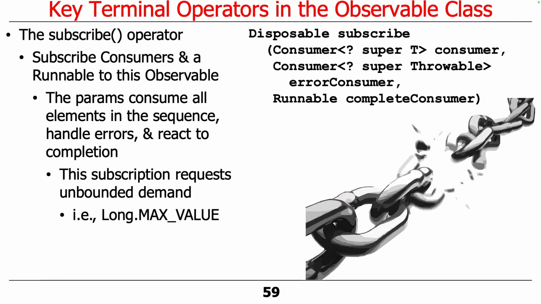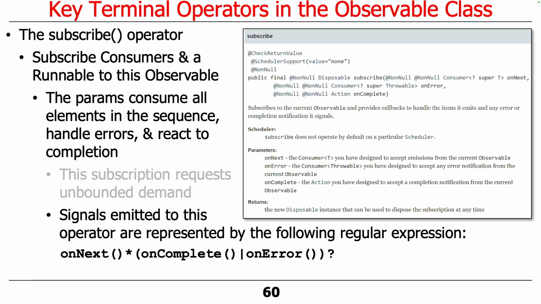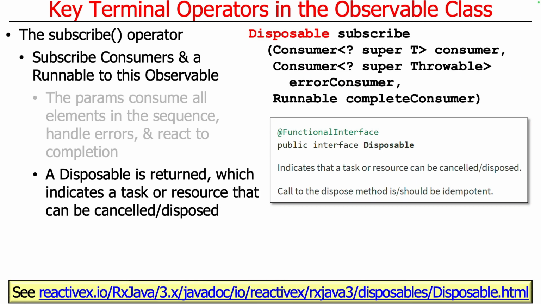Like blockingSubscribe, this subscription requests unbounded demand. So it says, publishers, publish as fast as you can. I will somehow keep up. And once again, just like blockingSubscribe, you can think about the signals that are emitted using the subscribe operator as conforming to this regular expression with onNext, onComplete, and onError. So the API is very similar, just the semantics are slightly different because it doesn't block.